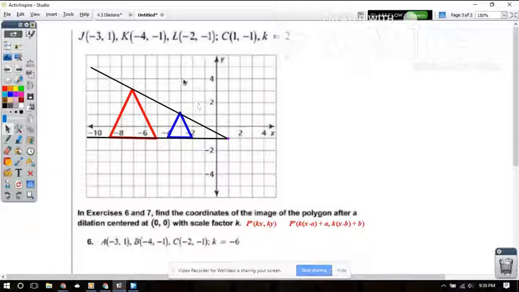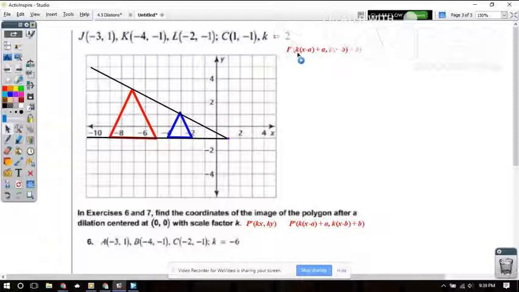So if you have tracing paper, you can do it graphically just like that. Graph your original, graph what's supposed to be, move it over to the origin, just multiply it by the scale factor, and then move it back. But sometimes we don't have patty paper. We don't have anything to trace with. So we use that formula we had on the front page.